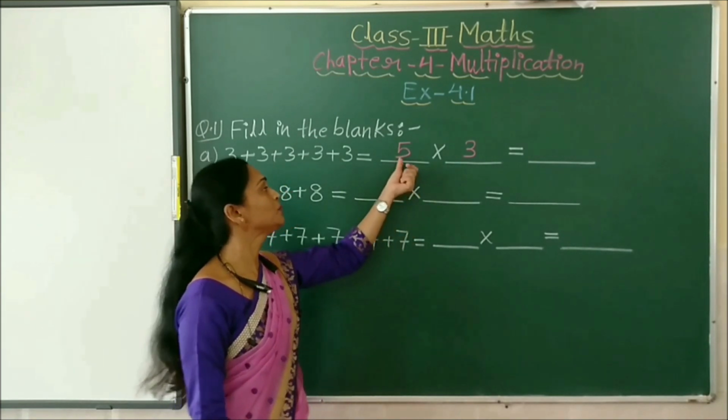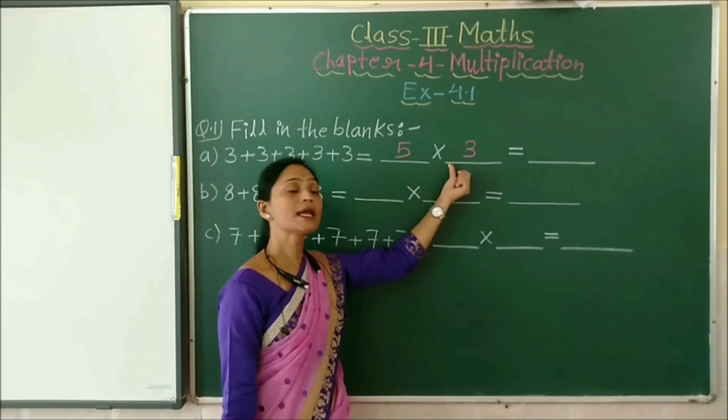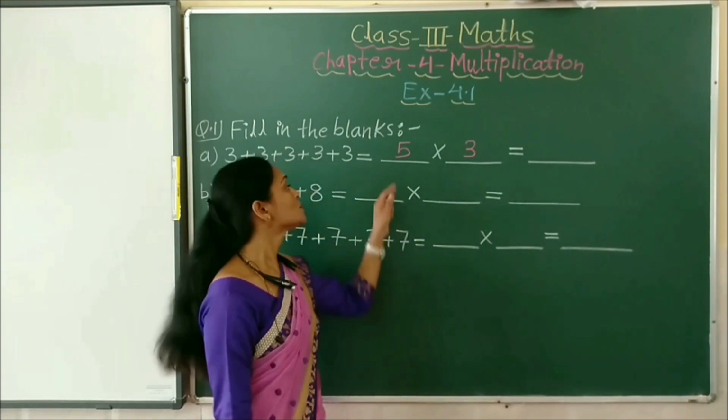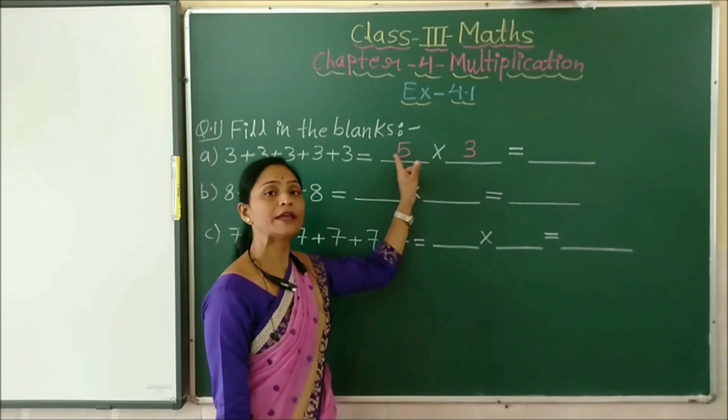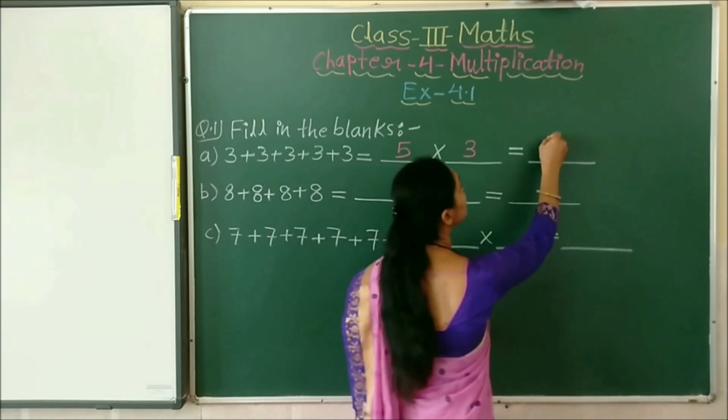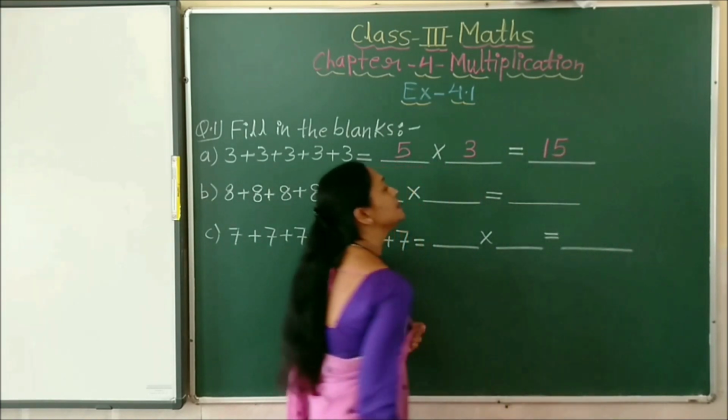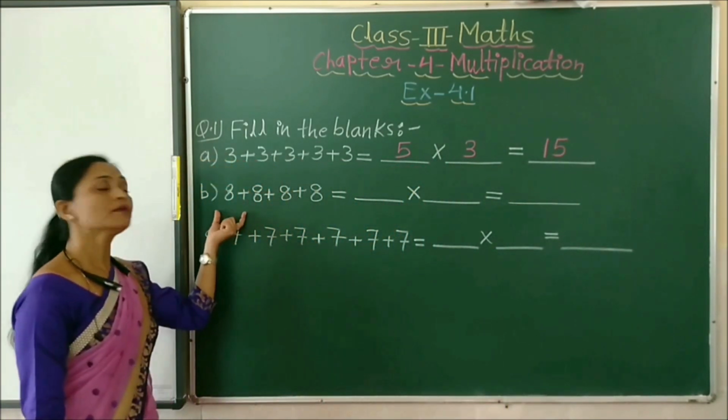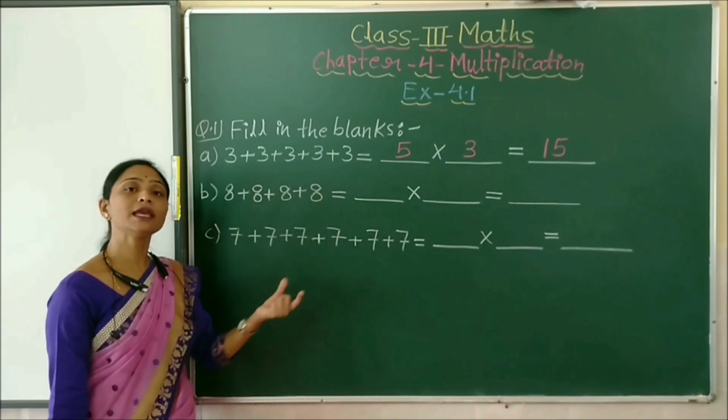Now what to do? We have to multiply both the numbers and write the answer here. So 5 3s are how much? 5 3s are 15. So here we will write 15. Yes children. So this way we may fill these blanks very easily.